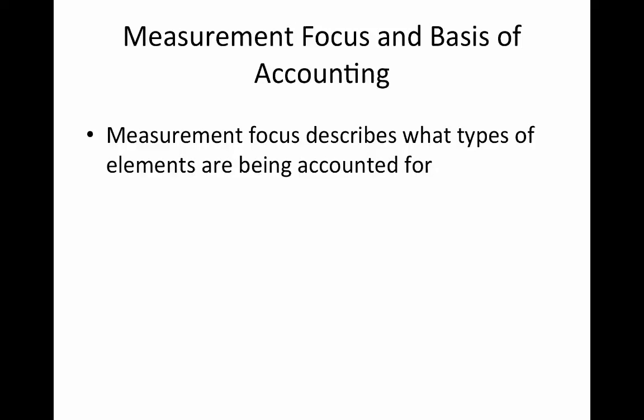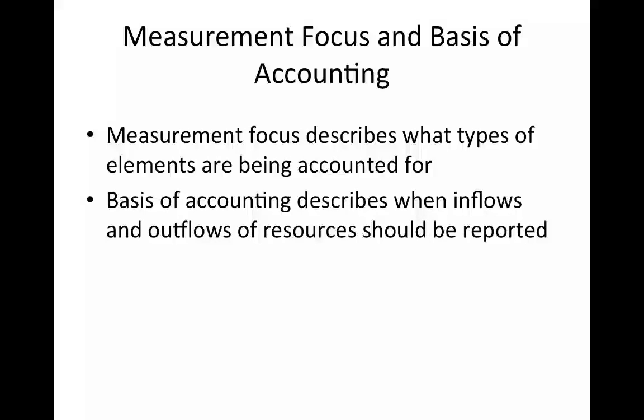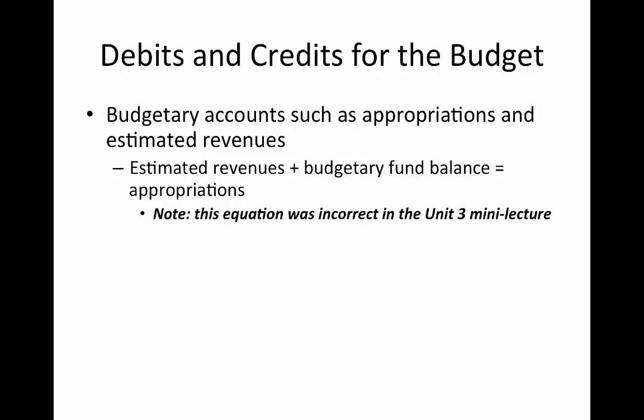So a measurement focus, as I touched upon, describes what types of elements you're accounting for, and the basis of accounting describes when the inflows and outflows of resources should be reported. In terms of the debits and credits in this chapter that you're going to want to focus on very closely, you're going to want to look at those associated with budgetary accounting, such as appropriations and estimated revenues.